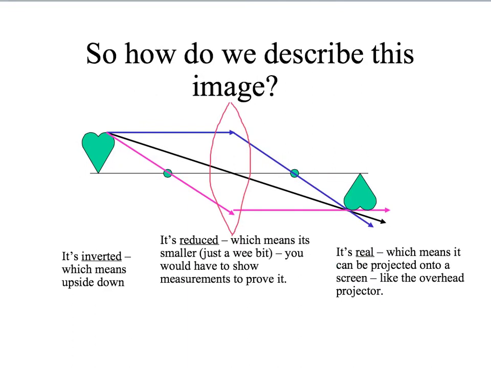So how do we describe this image? It's inverted, so that means it's real. Just like with mirrors, if it's inverted, it's real. And if I put a screen right here, that would project the image onto the screen. So we'll do that in class. It's reduced. If you actually measured this and measured this, you would find it was a little bit smaller, but not much.